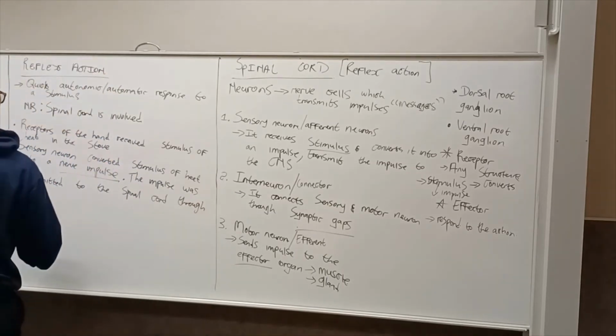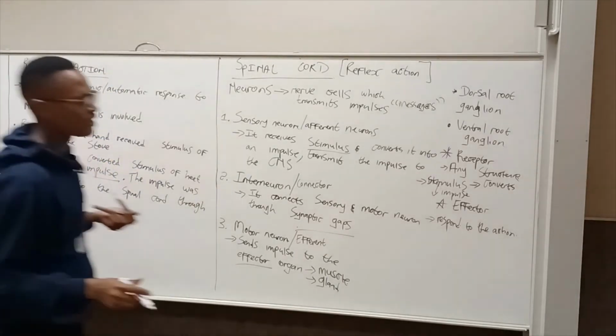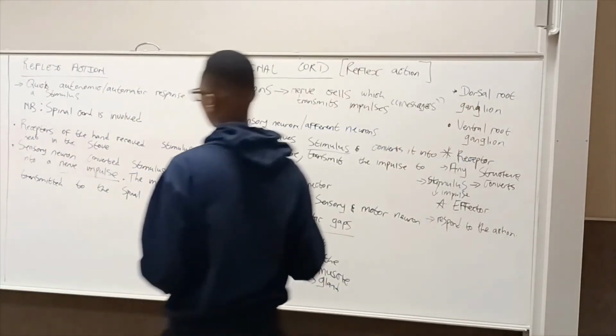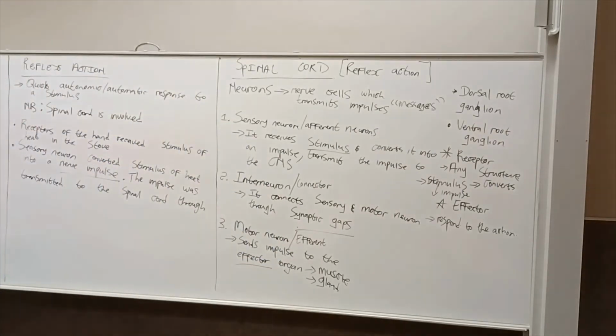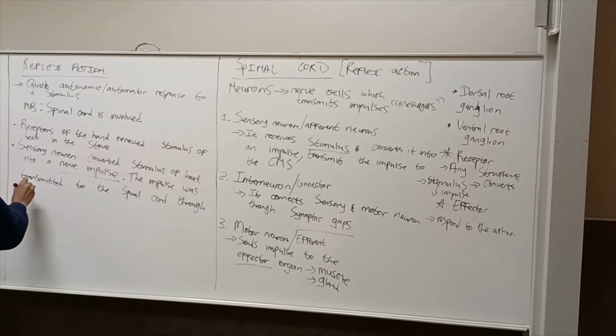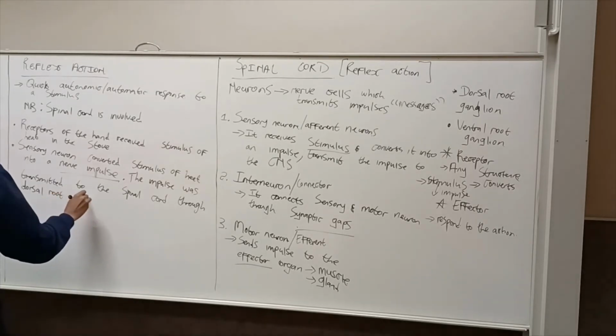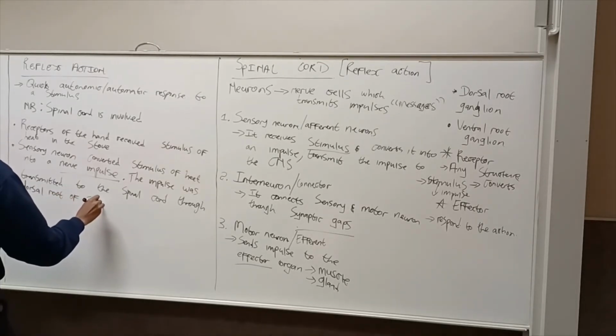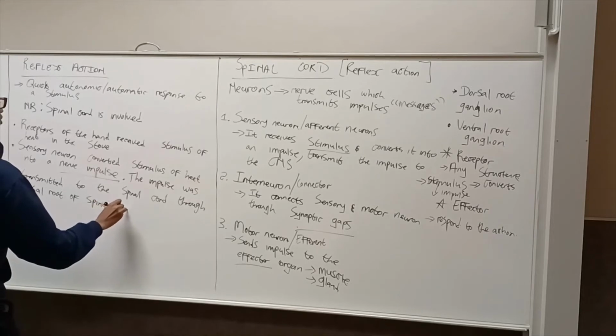Through the dorsal root ganglion. So it means that the dorsal root ganglion is the very first part of the spinal cord in which the impulse enters the spinal cord. Through the dorsal root ganglion of the spinal cord.